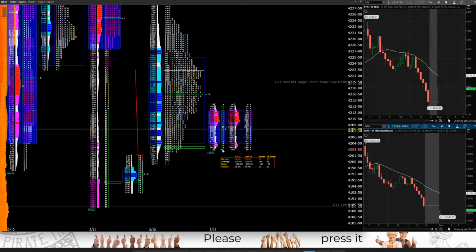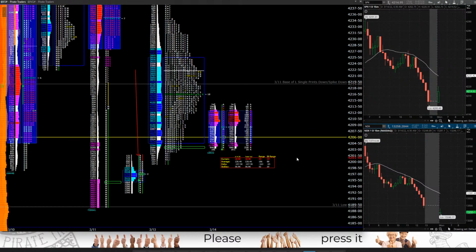So obviously we opened and immediately pushed higher, so we would expect to have a little more two-sided trade to the downside. Plus we've got bad taper at the low, so we're probably going to need to head back down there and put in some more trade.